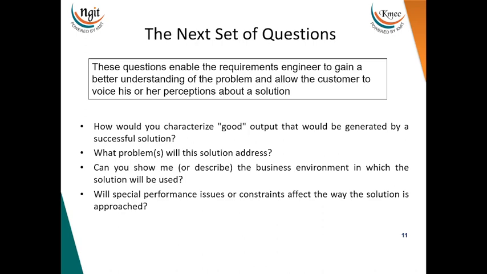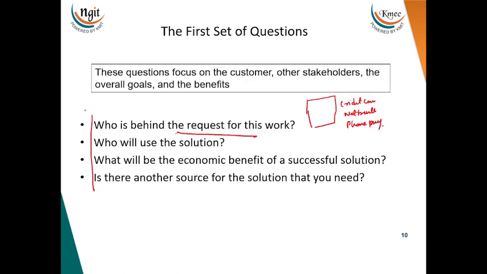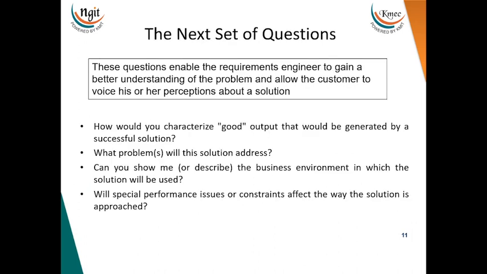These questions enable the requirement engineer to gain a better understanding of the problem. How would you characterize a good output, and what problem will the solution address? Now, let's move on. Our problem is that we need to add PhonePe. So what is the good output? It generates a very good output. What are the problems addressed? We are not getting customers having a problem in the payment. They are having trouble with the credit card and net banking options, and we just wanted to have PhonePe. That is a very good advantage.